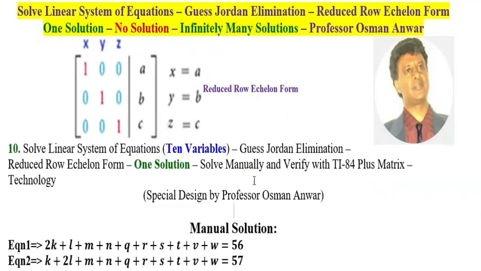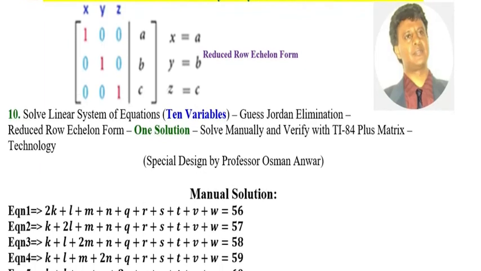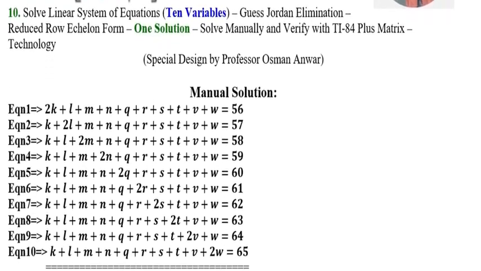Number 10, solve linear system of equations, 10 variables, Gauss-Jordan Elimination, Reduced Row Echelon Form, 1 solution. Solve manually and verify with TI-84 Plus matrix, which is technology. This is special design. I special designed this so we can solve this manually. And here are the equations, system of equations.